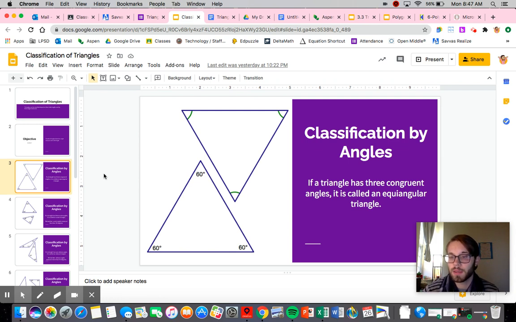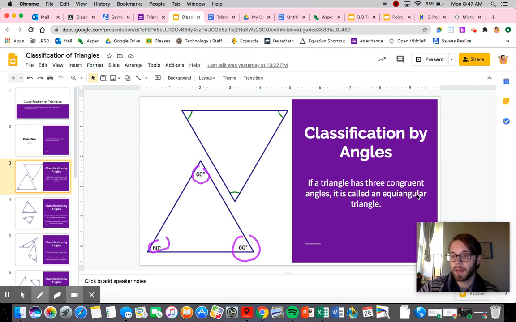Obviously, triangles have three angles, and they all must add up to 180 degrees. That is what we talked about last week with the triangle angle sum theorem. So if all three angles are congruent, you can see that they have these marks indicating that these three are the same, or you can see with the numbers that they're 60, 60, 60. When they are the same, they're called equiangular.